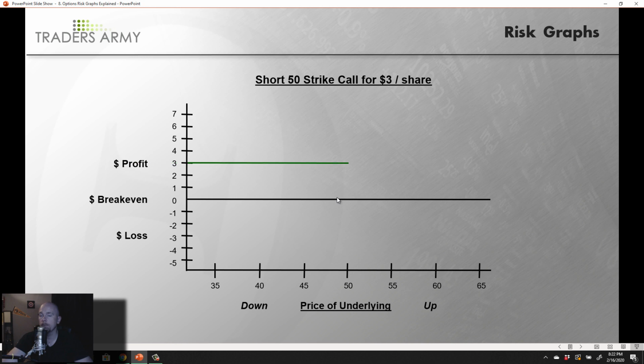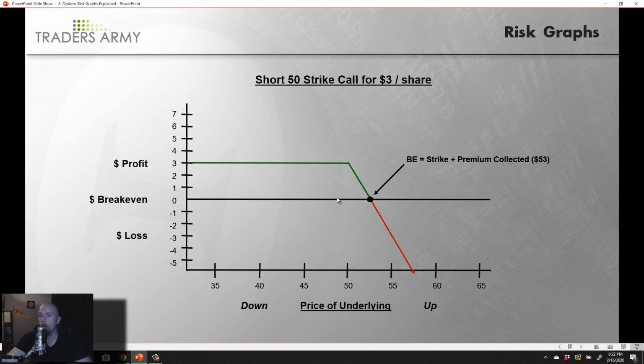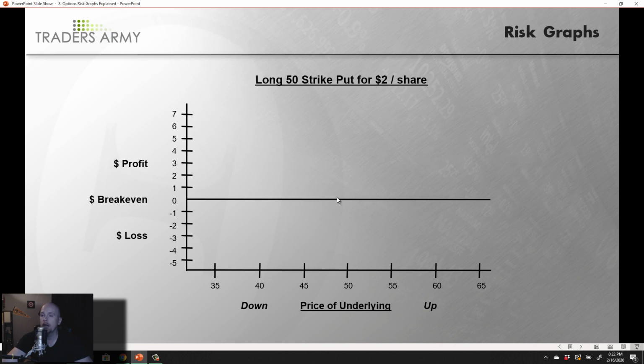What about a short call? Well, on a short call, we have $3 as our maximum profit, right? Because we're selling the call. Break even is the strike plus the premium collected, which is still 53. And so once we go above 53, we see that we're losing money. So these are calls, right? Calls make money as the market goes up when I'm long, but when I'm short, I want it to stay below a certain price.